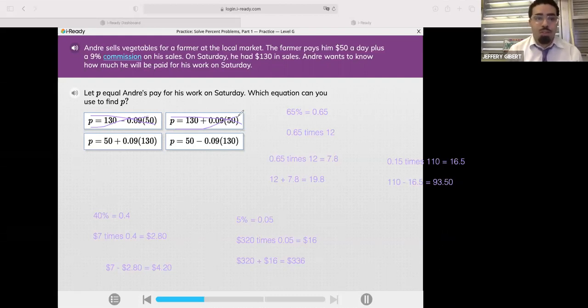Then he gets 9% commission on his sales. So that means 9% of whatever his sales are. So his sales are $130. So that means we need to convert 9% to a decimal. So 9% equals 0.09. And then you do 9% of his sales, so 0.09 times his sales, which is 130.